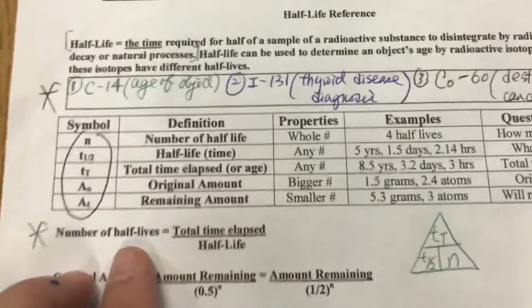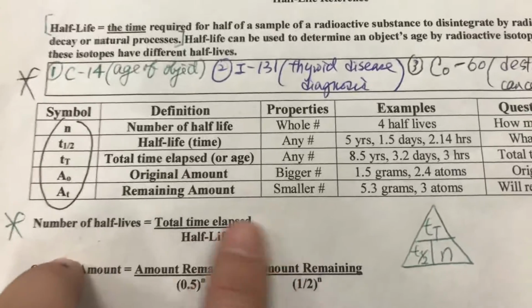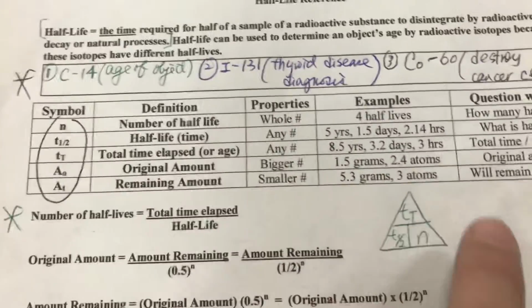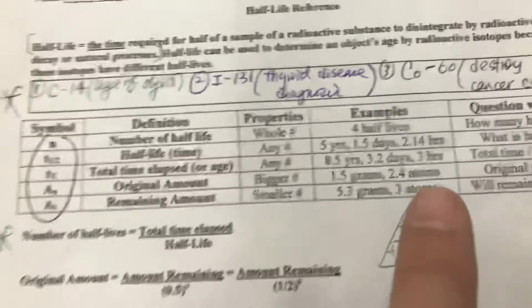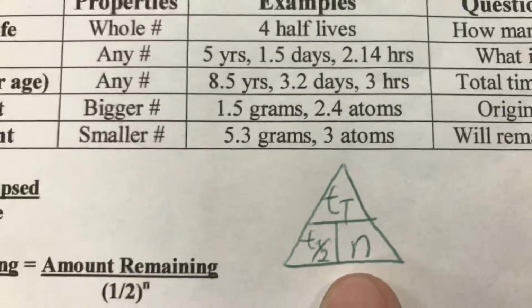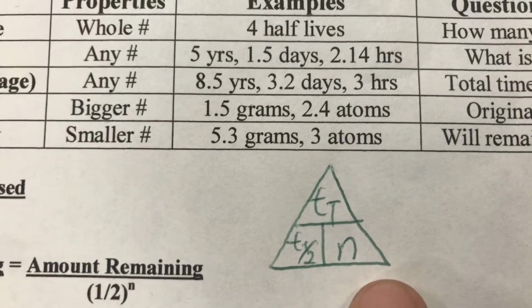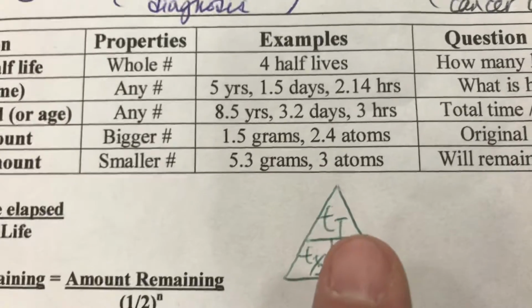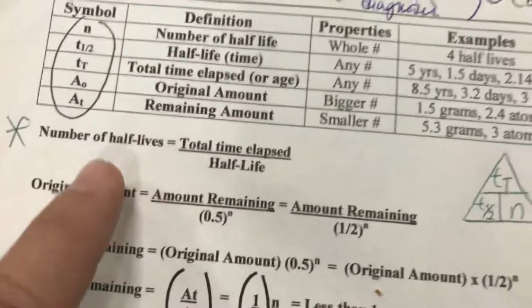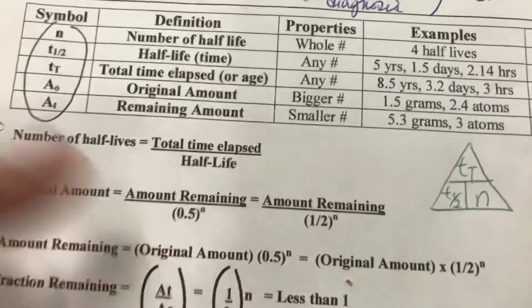Now, the first thing I want to introduce is the formula. I usually have number of half-lives equals total time over the half-life, but I like to use a triangle to remember all 3 equations instead of just one. So I'm using the triangle here, T total on the top, T half on the left, and the N on the right-hand side. This part already introduces 3 different equations. This is one of them. And for the 3 on the bottom, we're going to introduce another video.